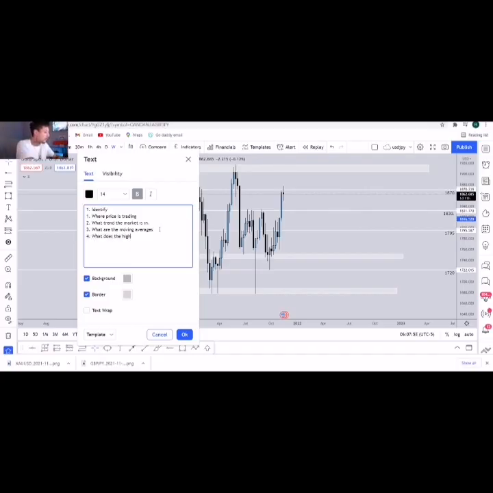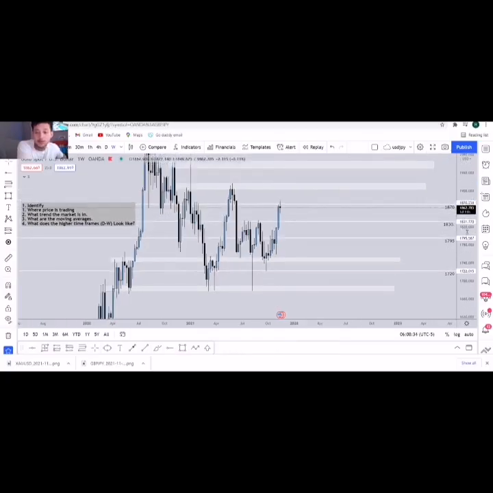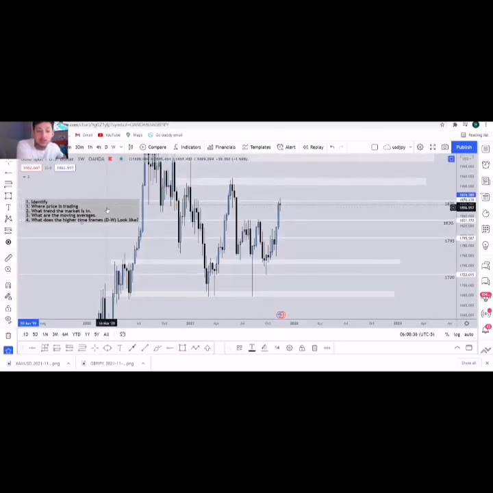What does the higher time frame, we're going to add here daily through weekly, look like? So what I mean by identify is where price is trading, what trend the market is in, if the market's in any trend at all, what are the moving averages, which we'll get into later on, and what do the higher time frames look like in terms of the candlesticks. This is going to be the very first step we do in our top-down analysis. We're going to identify what the market is doing.